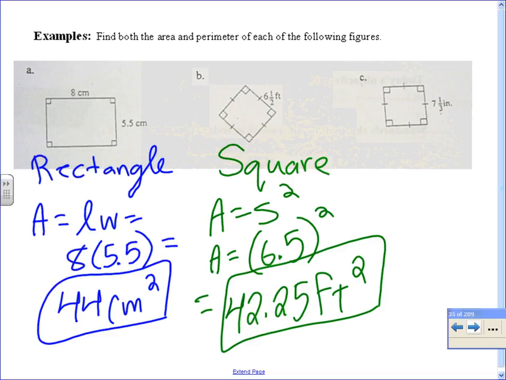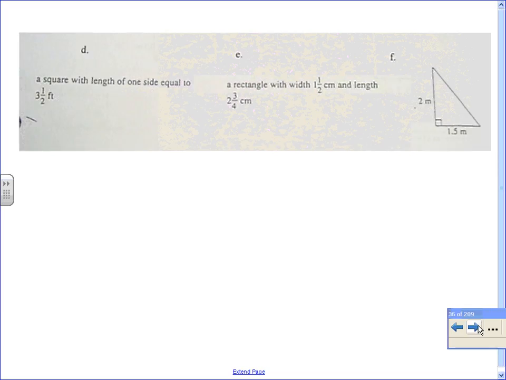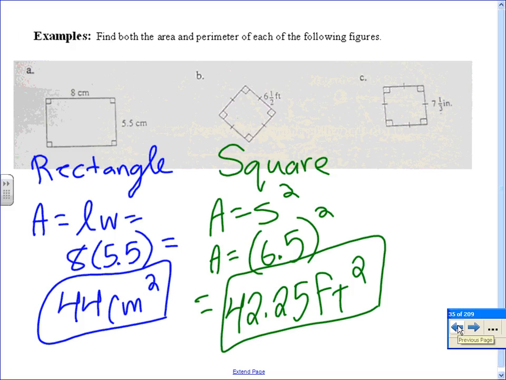Okay, let's go to letter F. Ooh, I forgot about perimeter. Whoops, hold on. Go back to letter A. Sorry. I should read directions. I'm trying to go too fast. I forgot to read directions. Okay, sorry. Letter A. How do we find the perimeter of the rectangle? So we're kind of going backwards here.